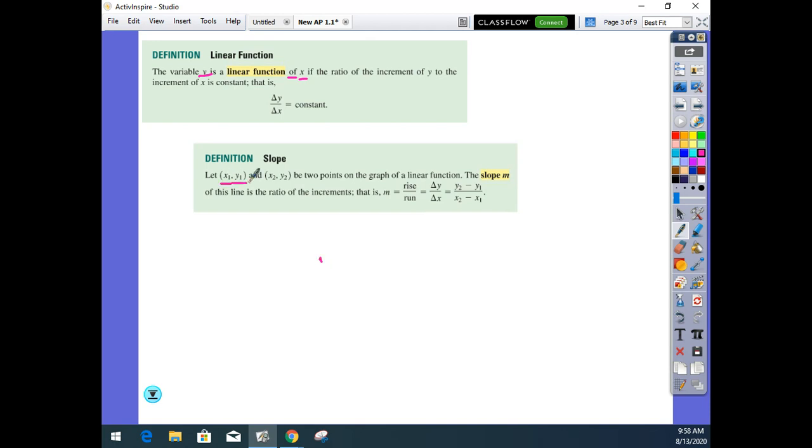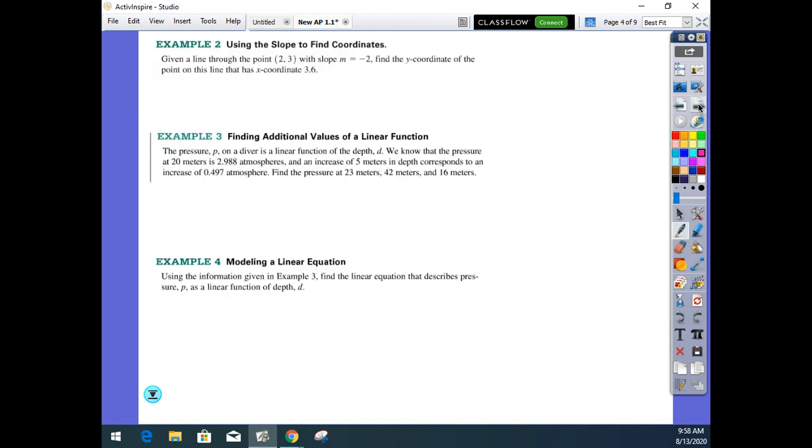If you have 2 points of a graph, the slope m of the line is the ratio of the increments. We've talked about rise over run before a lot. Change in y over change in x. So y2 minus y1 over x2 minus x1 should be very familiar.